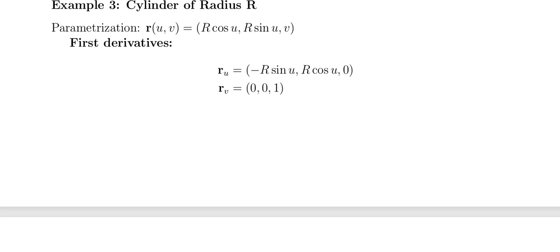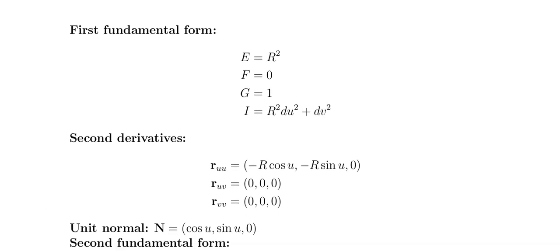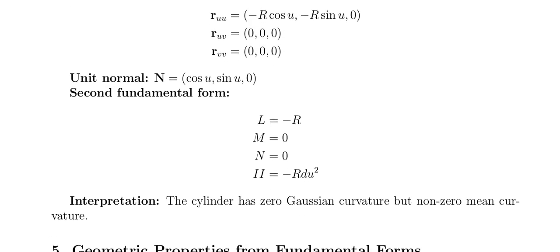Take the parametric form of the cylinder, and then try to find the first fundamental form and the second fundamental form. All of this is very easy to find out.